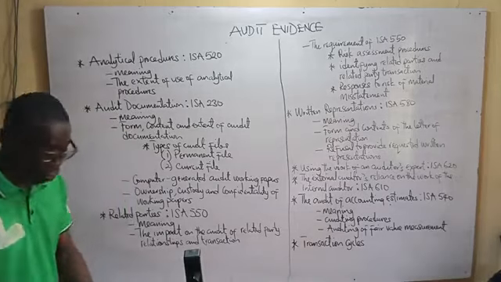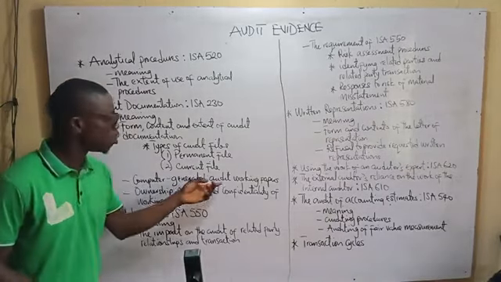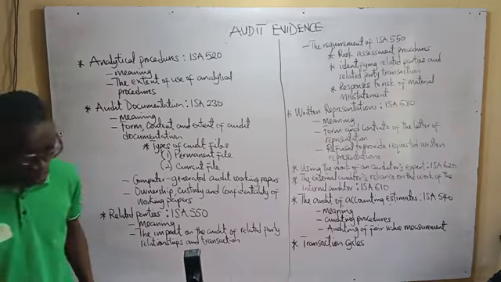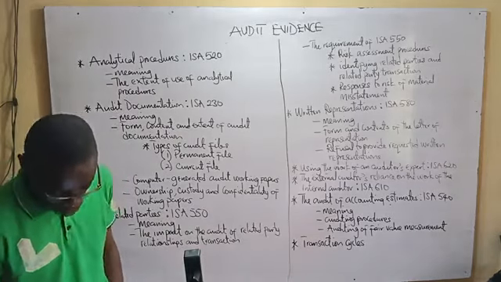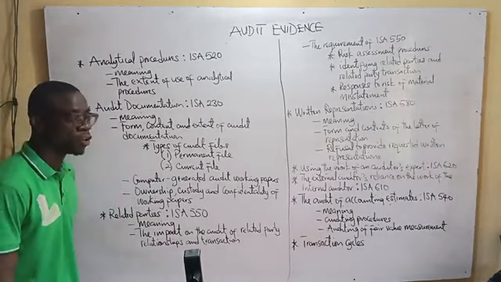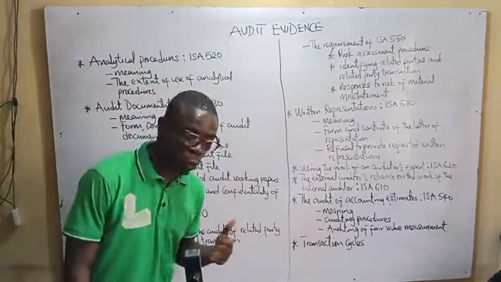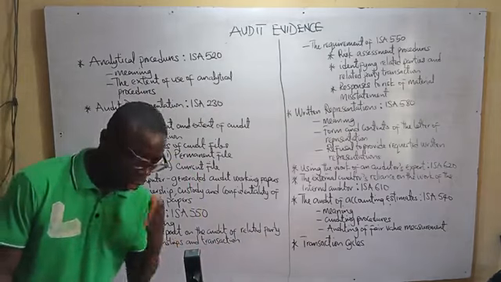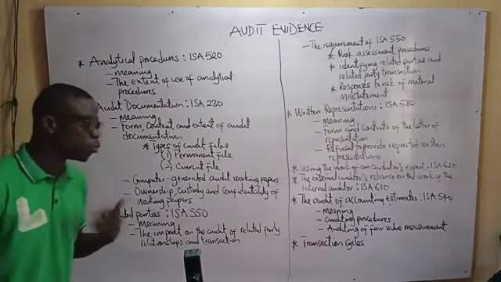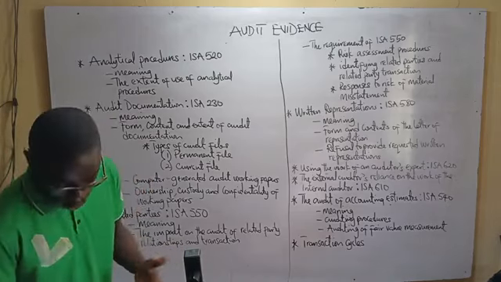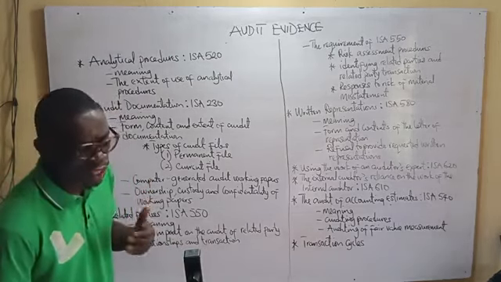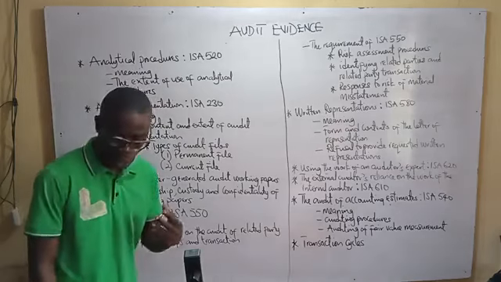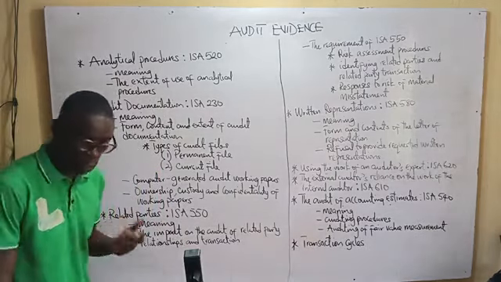So let's move now to computer generated audit working papers. In this part of the world, auditors are now using computers to improve their efficiency of preparing audit working papers. They are not using manual methods, they are now using computers to gather audit working papers. That means most of their audit working papers will be electronic. Auditors are also using computer packages to generate audit working papers.